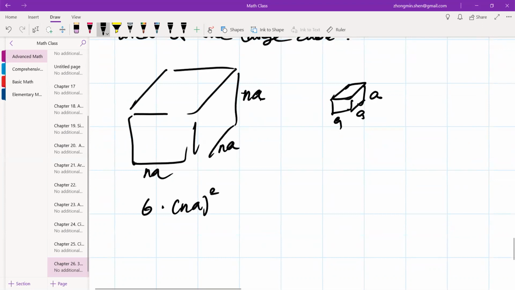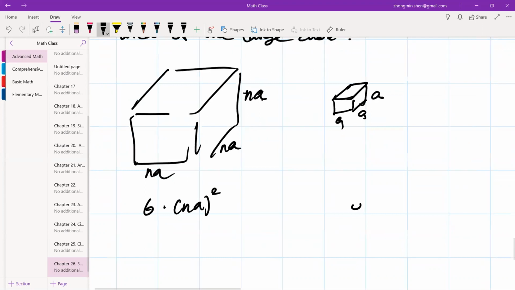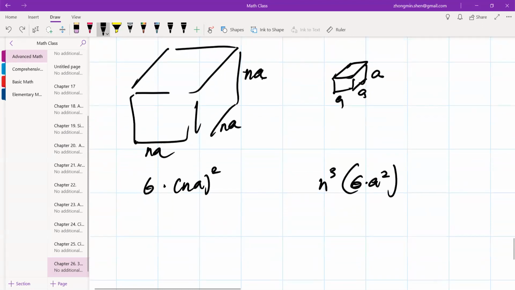And here you will get 6 times a squared. That's the surface area of each smaller cube. But how many do you have? You have n cubed of them there. So that is the total surface area. It will be increased, as you can see. After you simplify, you get 6a squared times n cubed.